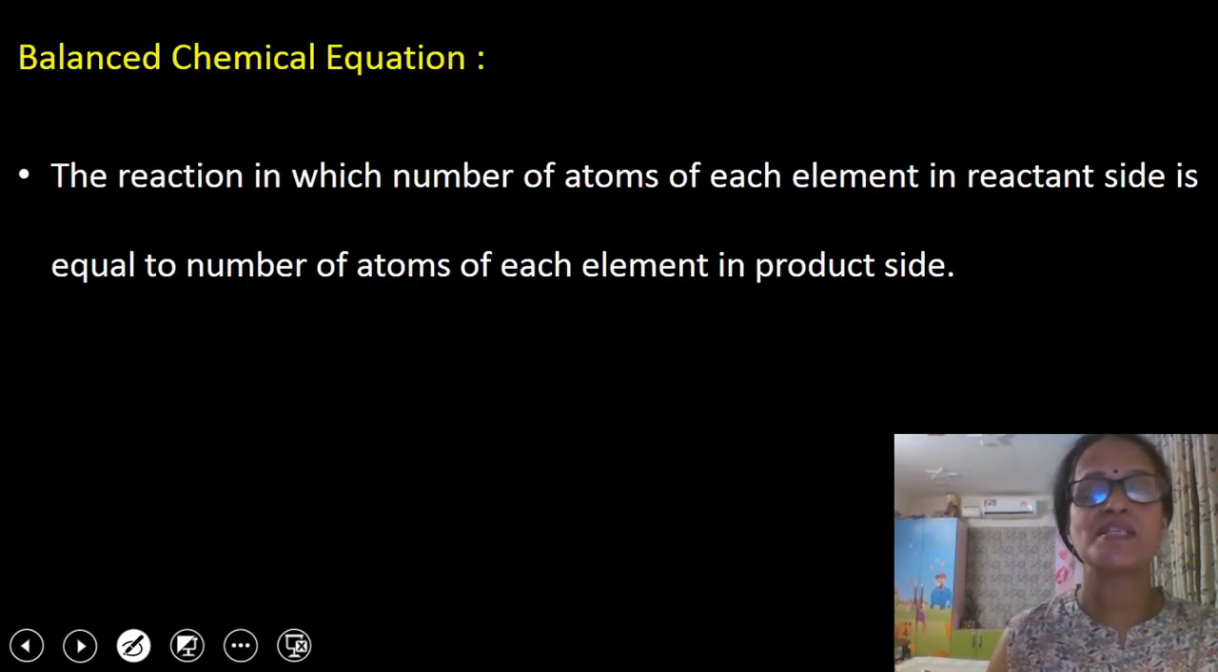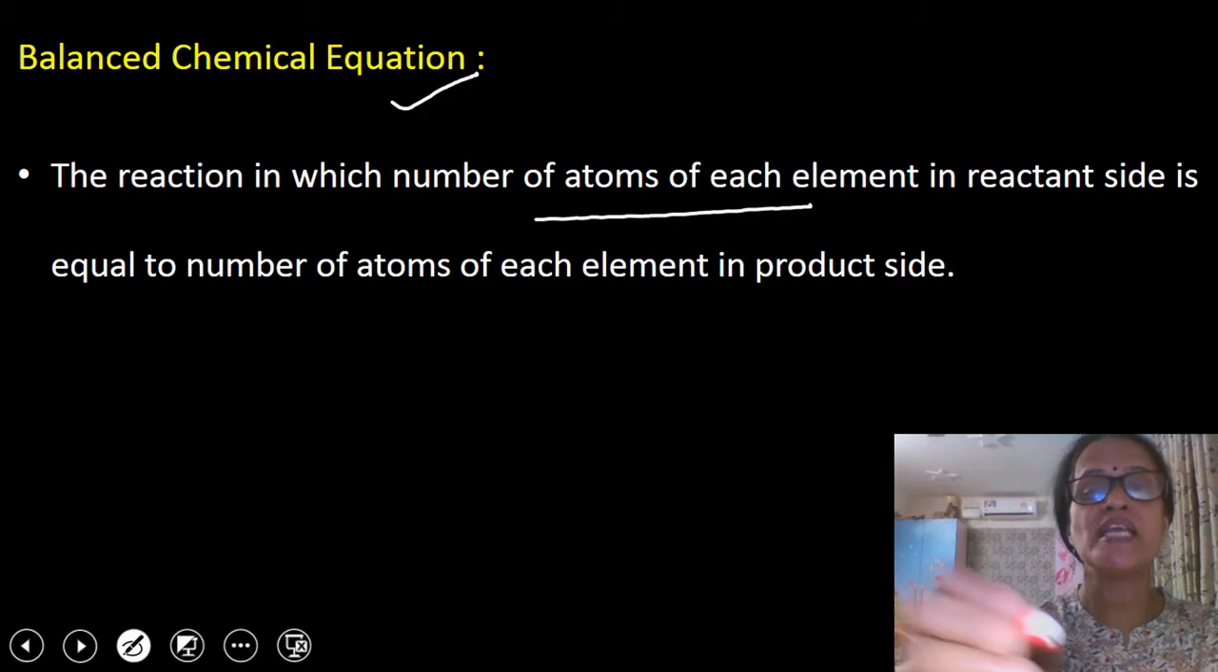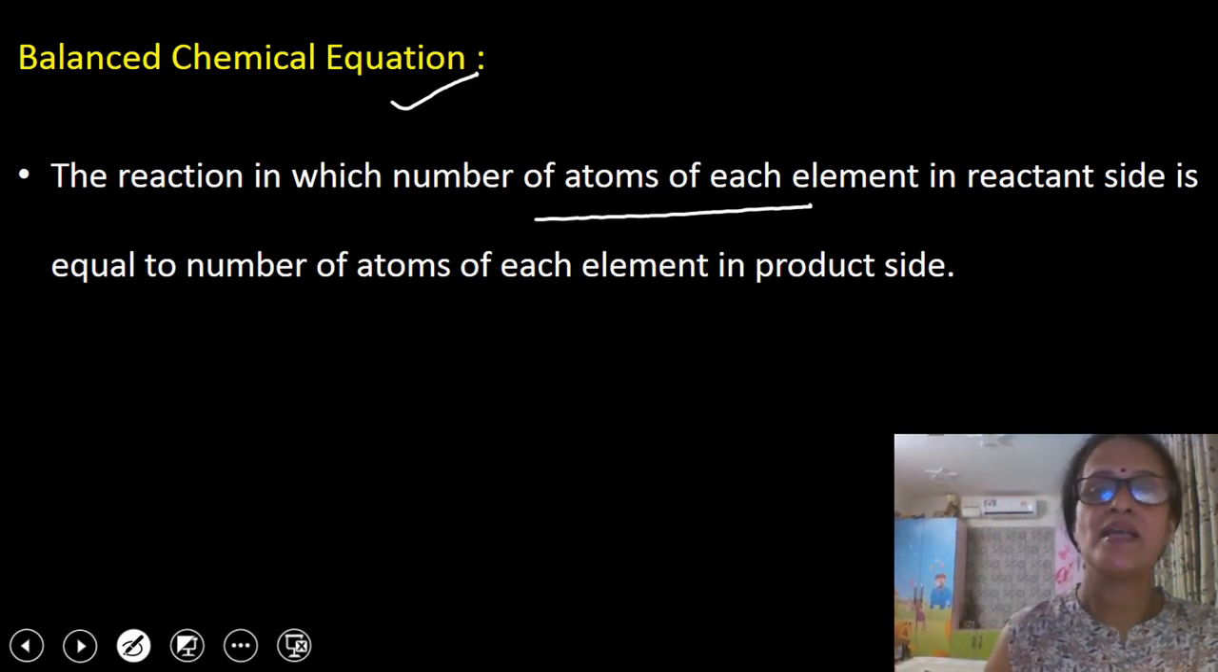Now we will see what is a balanced chemical equation. A balanced chemical equation is that reaction in which number of atoms of each element is same in reactant side as well as in the product side. For example, we will consider the burning of magnesium ribbon again.